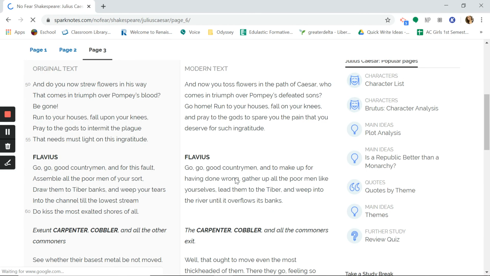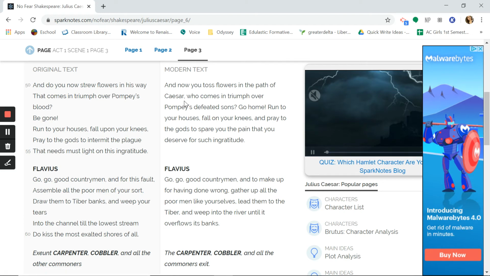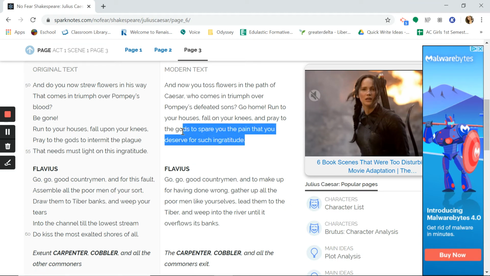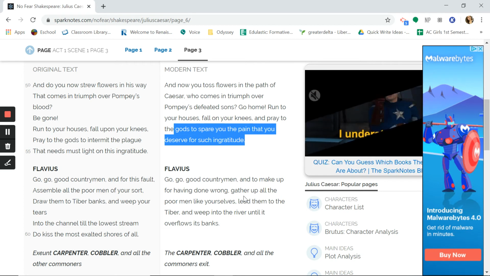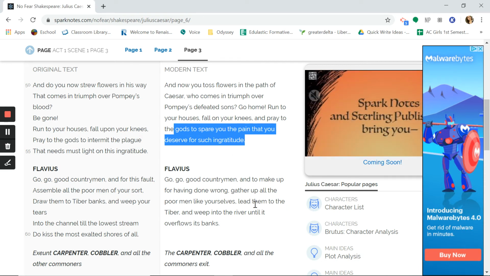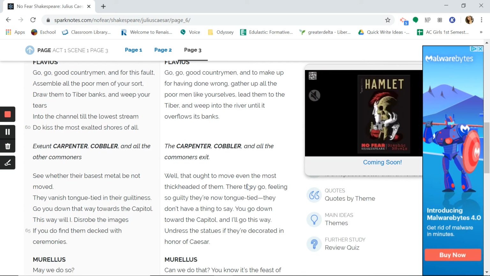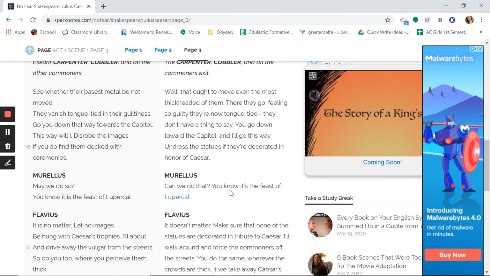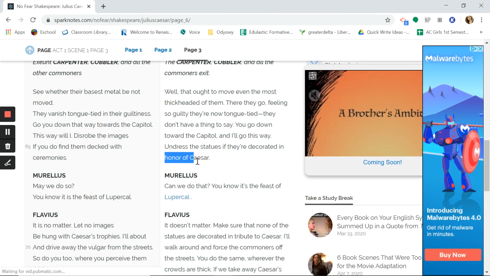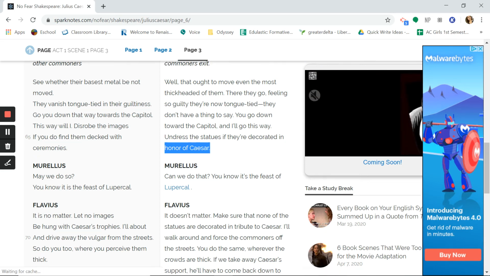And they finish up, and he says, and now you strew flowers in the path of the man who comes in triumph over Pompey's blood? Run to your houses, fall on your knees, and pray to the gods to hold back the plague that you deserve for such ingratitude. And Flavius follows up, saying, go. Make up for what you've done wrong, gather all the people who are thinking like you, acting like you, and go home and weep and hope that you're able to come back from this. And so the carpenter and cobbler leave, and Flavius and Marullus are there, and they see statues decorated in honor of Caesar.